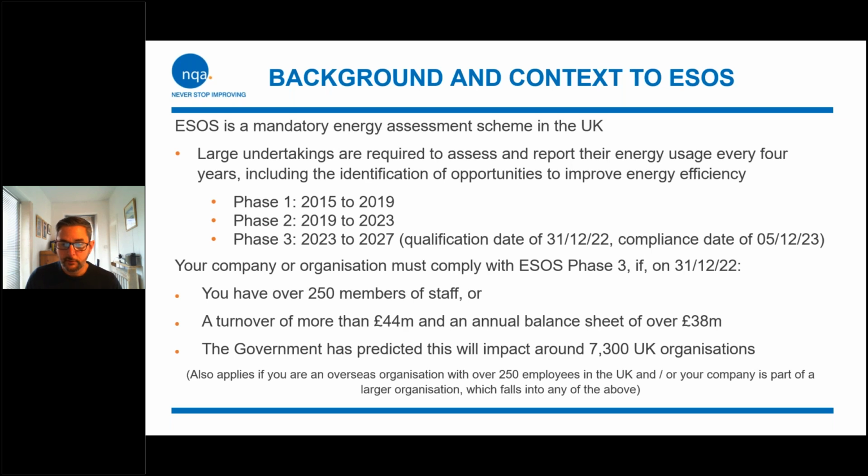Phase 2 similarly took place over a 4-year period, 2019 to 2023. And again, that mandated energy reporting and the identification of energy efficiency improvements, not necessarily the implementation of those. And then phase 3, which we're in now, takes place between 2023 and 2027. So the qualification date for phase 3, in other words, the point in time at which your company was or was not obligated against these requirements, is passed. That was on the 31st of December 2022.